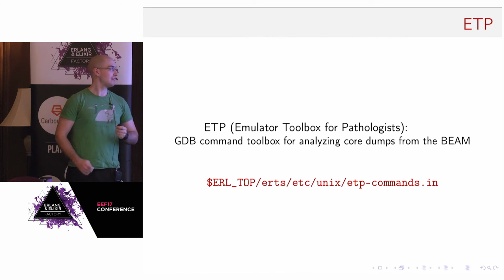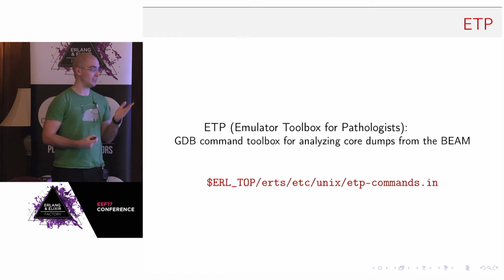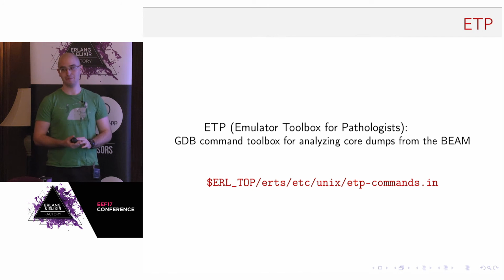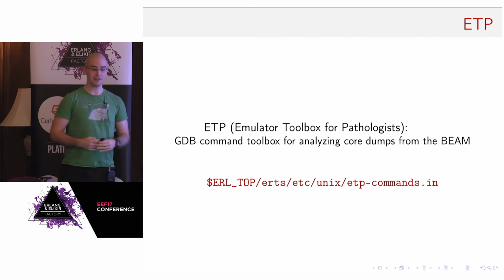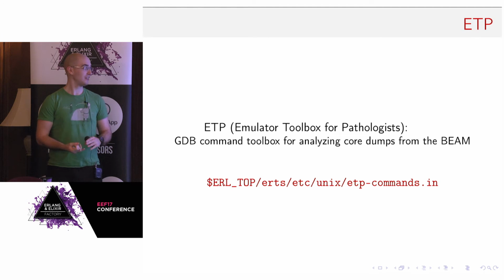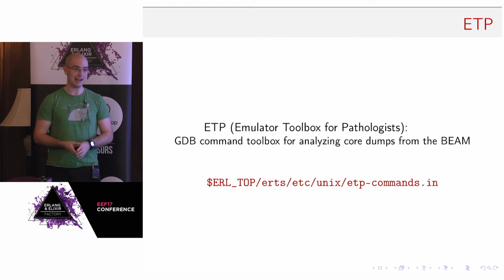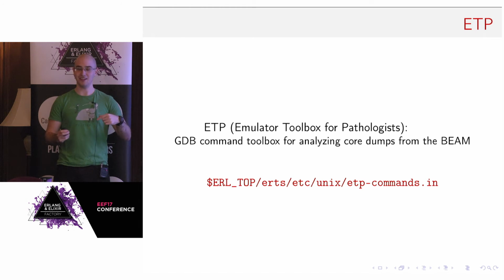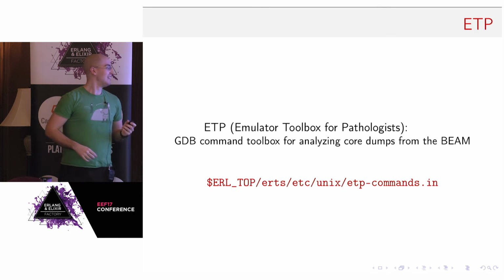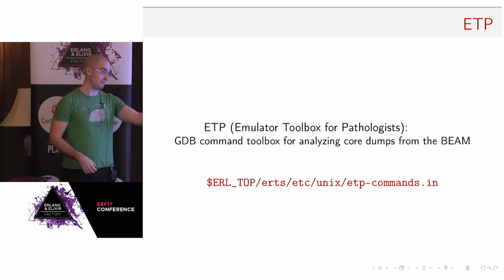So the next thing that we have is the emulator toolbox for pathologists. I find this extremely handy when I get a core dump from the beam because it crashed, because I write NIFs, and I'm not very good at writing NIFs yet. So what ETP will let you do is, when you're inside of GDB, you can print Erlang terms. Usually when you're in GDB, all you see are pointers to things, and you have no idea what those things actually are. With ETP, you can actually print the Erlang term inside of GDB. It blows my mind.